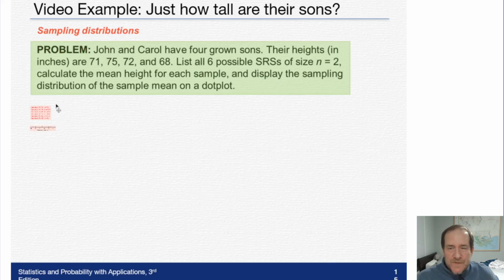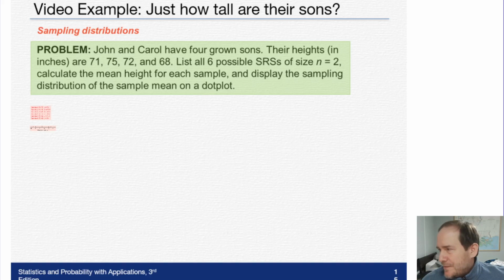All right, so here's an example. It says John and Carol have 4 grown sons. Their heights in inches are 71, 75, 72, and 68. So list all 6 possible SRSs, those are simple random samples of size n equals 2, and calculate the mean height for each sample and display the sampling distribution of the sample mean on a dot plot.